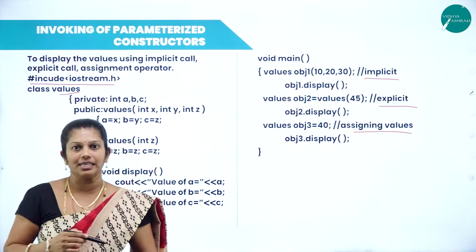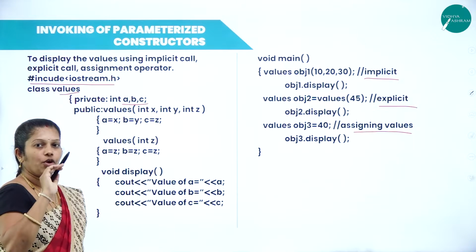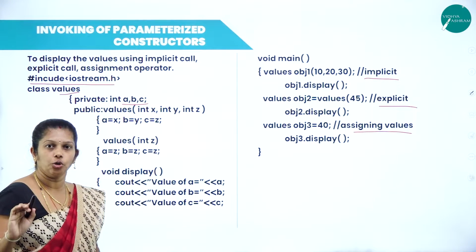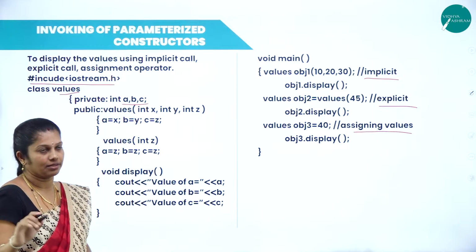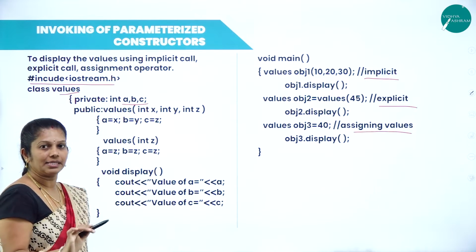Then in private section, we are declaring the variables int a, b, c. We want to display the values of a, b, c only. We are not doing any calculation. That's why we have declared the variables in private section, int a, b, c.